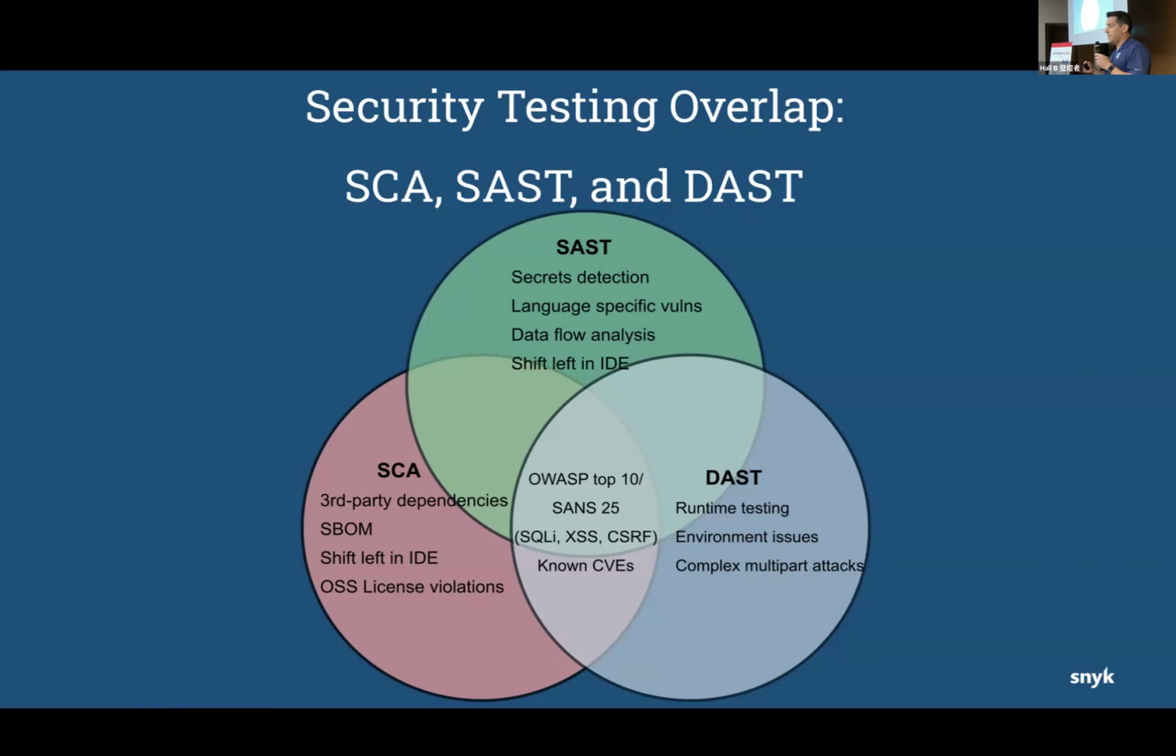But where there's overlap is the standard well-known vulnerabilities. So the OWASP Foundation have the OWASP top 10, you would have seen. Things like SQL injection, command injection, cross-site scripting, cross-site request forgery, all these different techniques for attacking websites. That's where the overlap is, because we're looking for that in the source code. A lot of open source libraries have those known as CVEs, and the DAST tool is generating payloads specifically to target those particular weak spots as well. SANS 25 is another one. There's other standards as well.